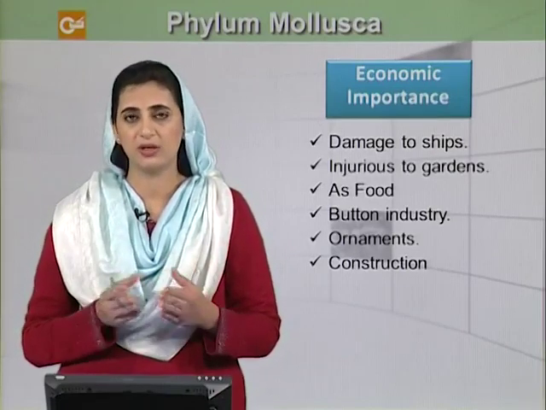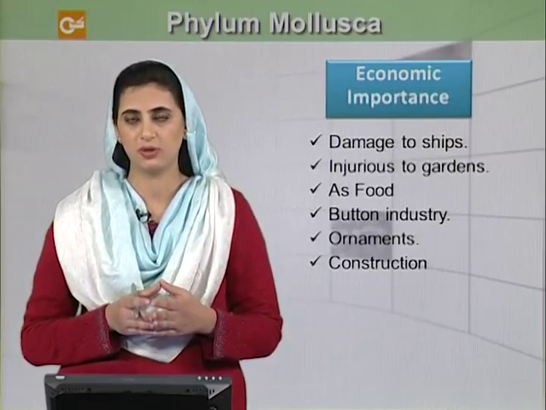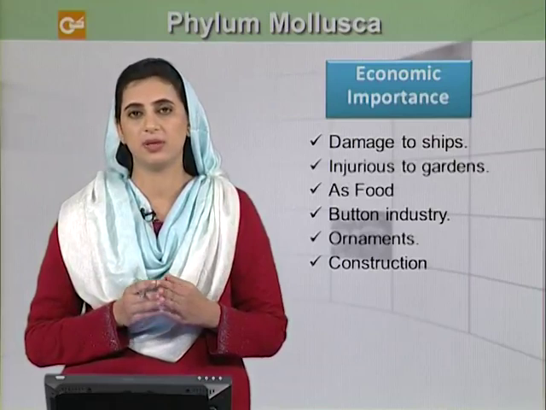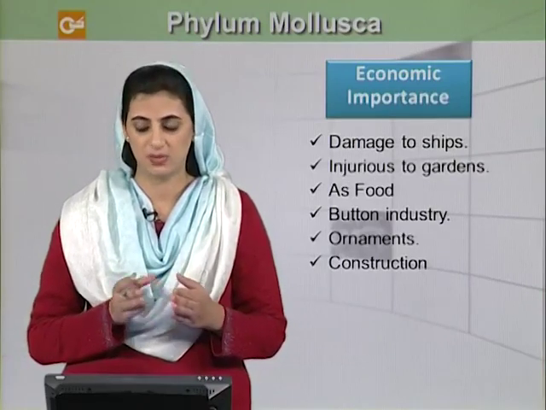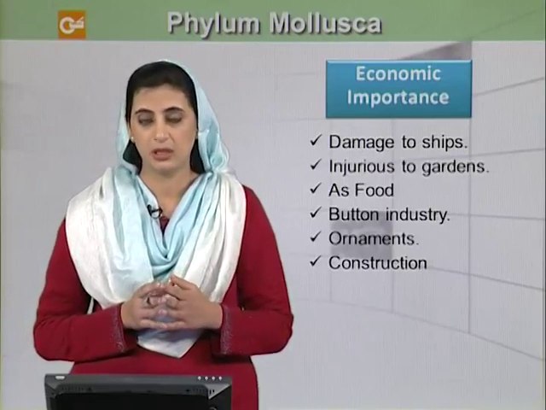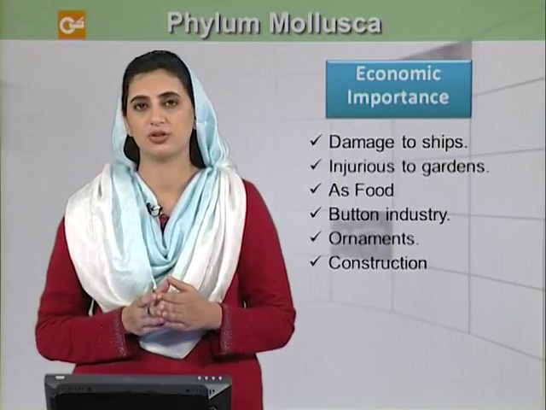Many species are used as food, for example, mussel species. They are also used in the button industry, for example, the shells of mussels. Also the shells are used as ornaments, and they are also used in construction of roads.